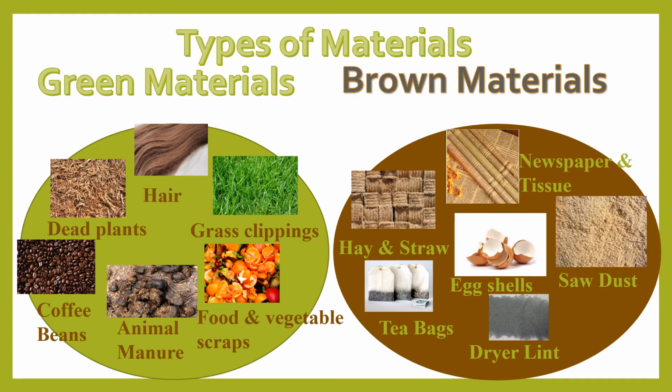One is brown. The green materials are composed of dead plants, coffee beans, animal manure, food and vegetable scraps, grass clippings, and hair. These are only a few of the green materials that are used for compost. The brown materials include hay and straw, tea bags, dryer lint, sawdust, eggshells, and newspaper and tissue.